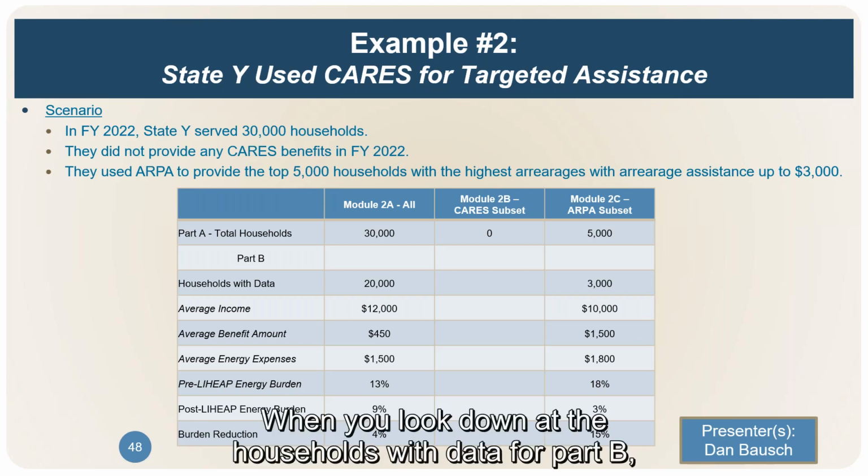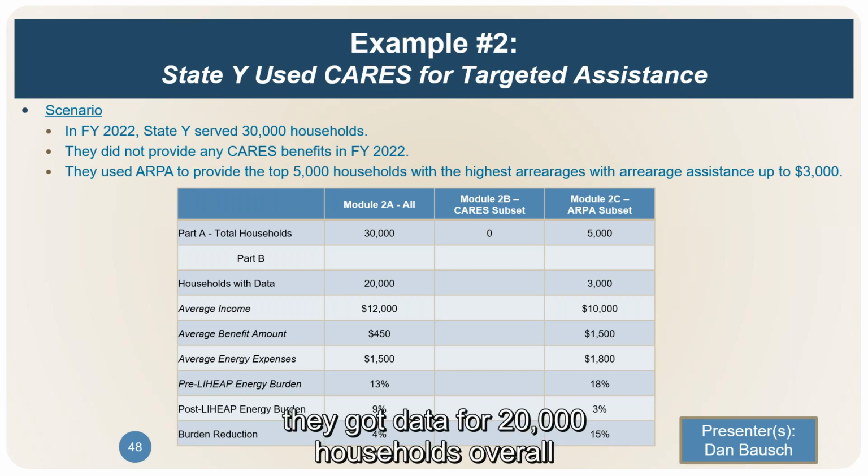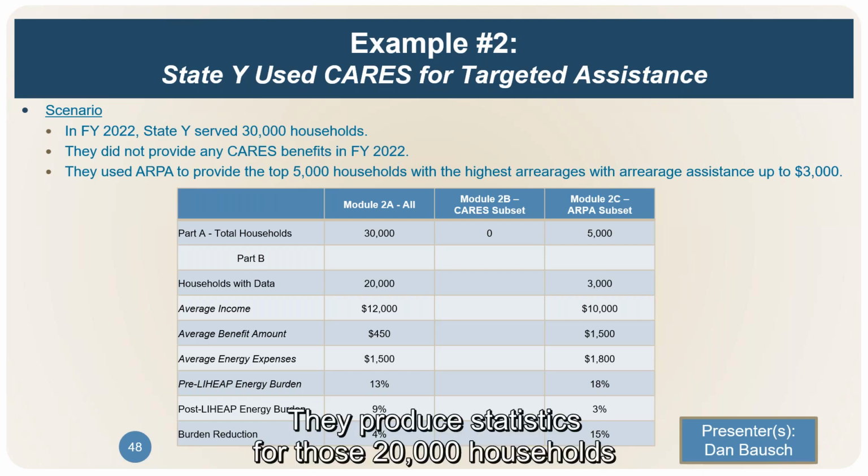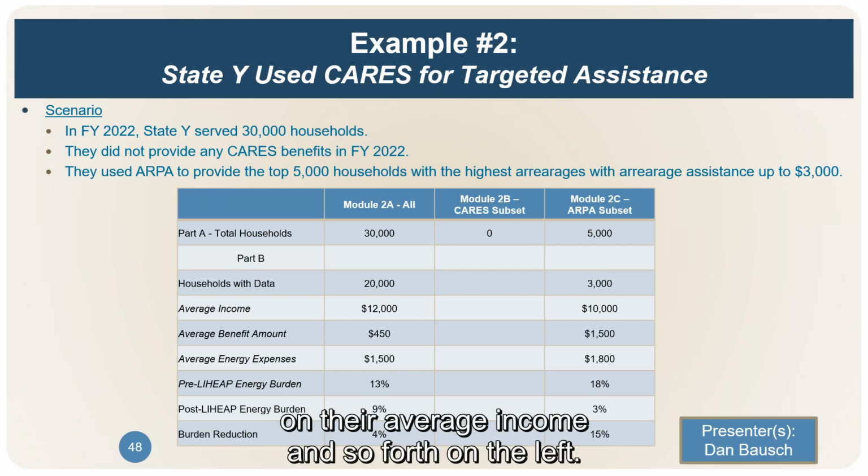When you look down at the households with data for Part B, they got data for 20,000 households overall. That's used for Module 2A. They produce statistics for those 20,000 households on their average income and so forth on the left.